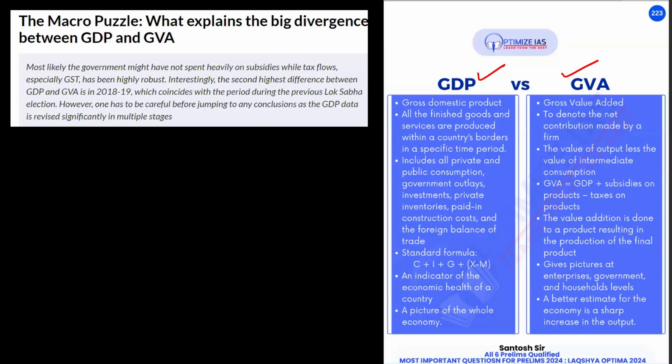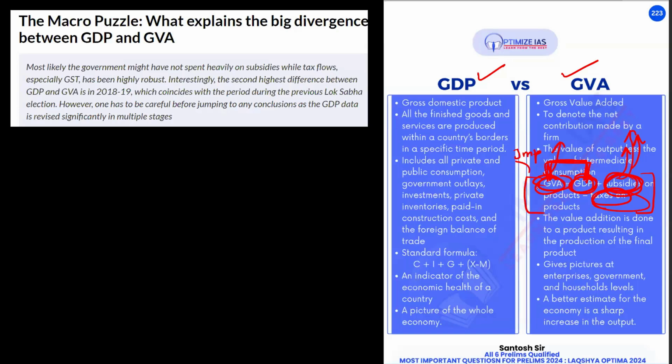Okay, so here you can see the relationship between the GVA and GDP is what? GVA is GDP plus subsidies minus taxes. Okay, this you should remember. So what happens is that whenever the subsidies will increase, okay, the GVA value will increase. Okay, so the difference between the GVA and the GDP is the subsidy component and the tax component. So whenever subsidies will increase, the divergence between GDP and GVA will increase.